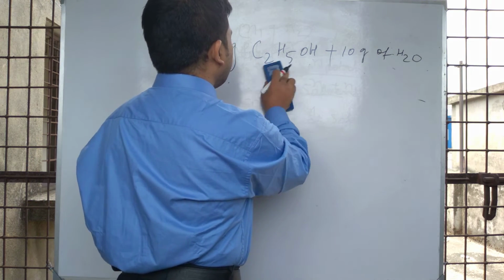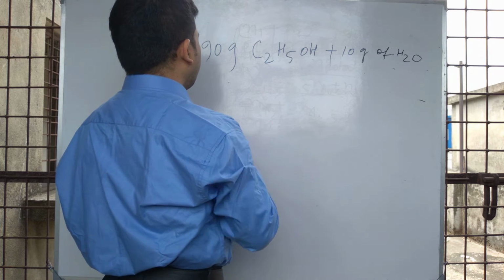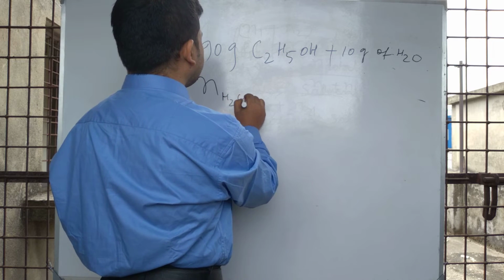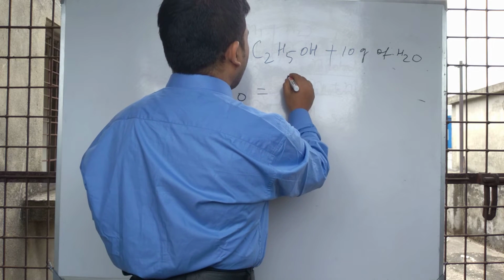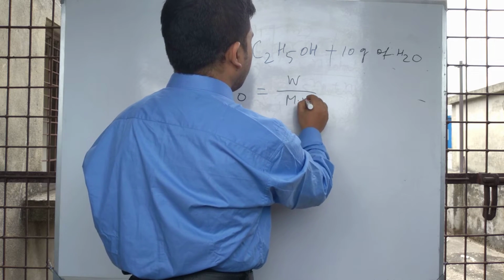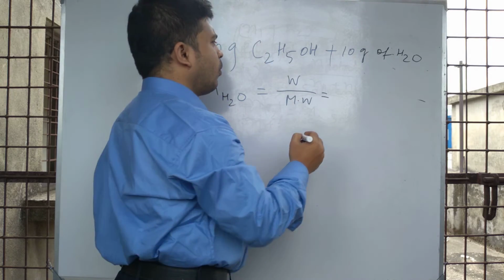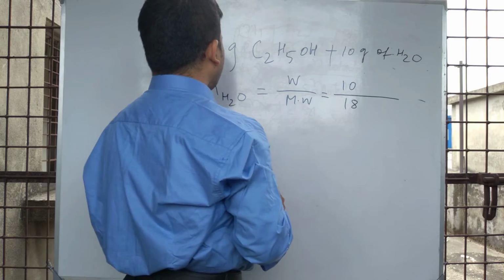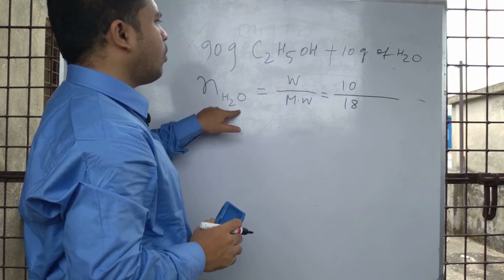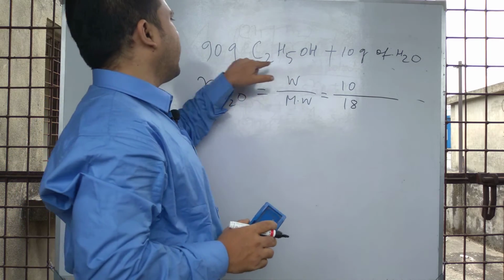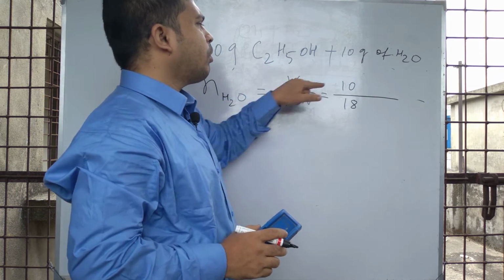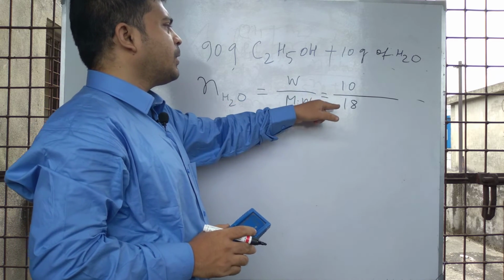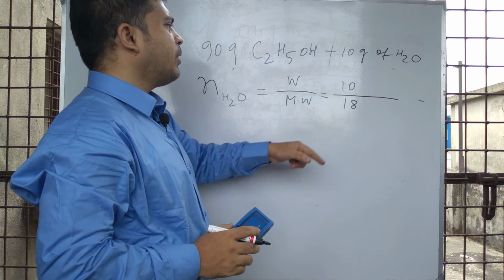For this, we first determine the number of moles of water. Number of moles of water is the weight taken of water divided by the molecular weight of water. The weight taken is 10 gram, and the molecular weight of water is 18 gram.